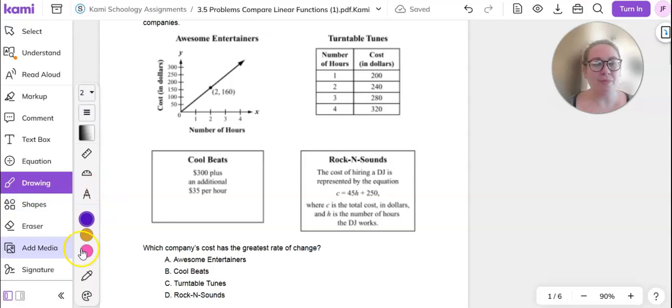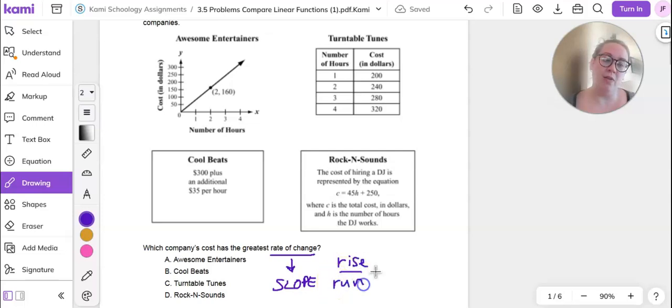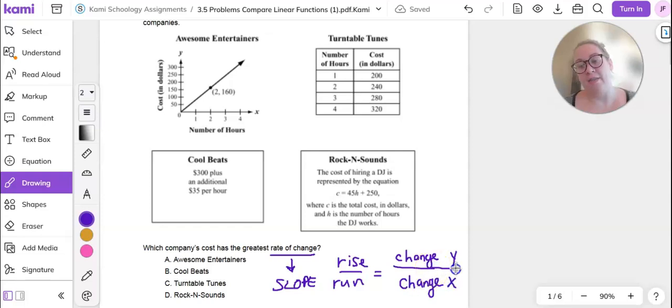So, of course, we remember when we see this word rate of change, we're thinking of slope. And remember, slope is our rise over run. We think about it as our change in y, that's our rise, divided by our change in x.